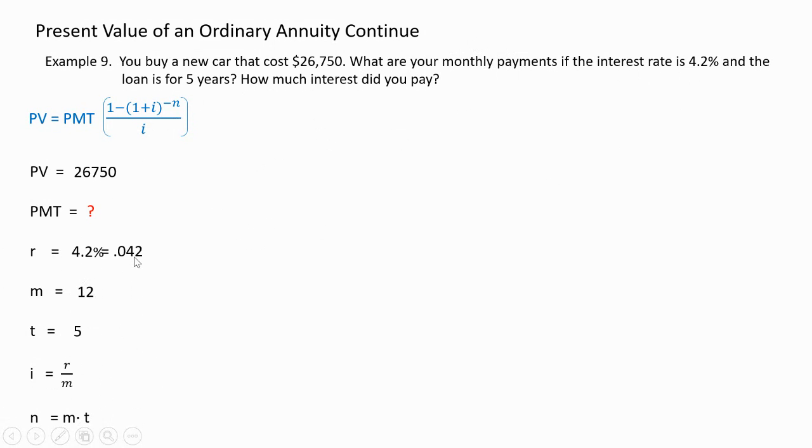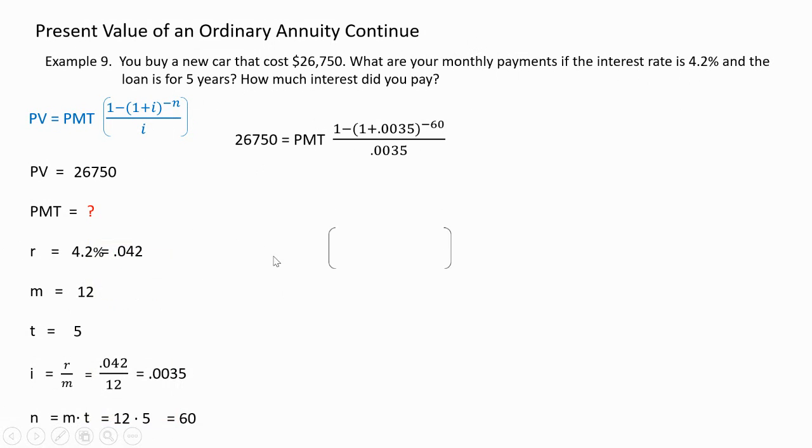So the i will be r divided by m, so it will be 0.042 divided by 12, which is 0.0035. And the n is m times t, so 12 times 5 will give you 60. So let's put in the formula. Okay. And again, guys, check this out.